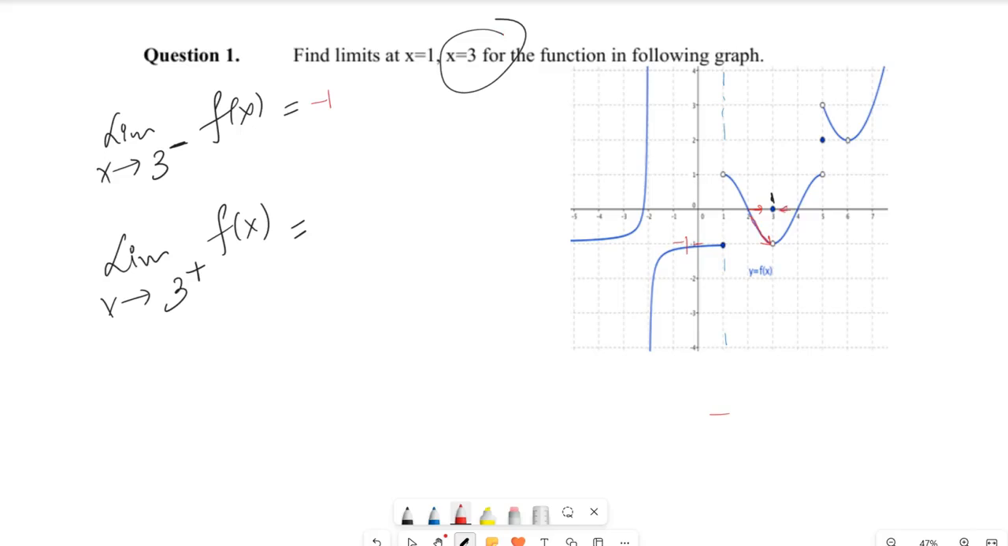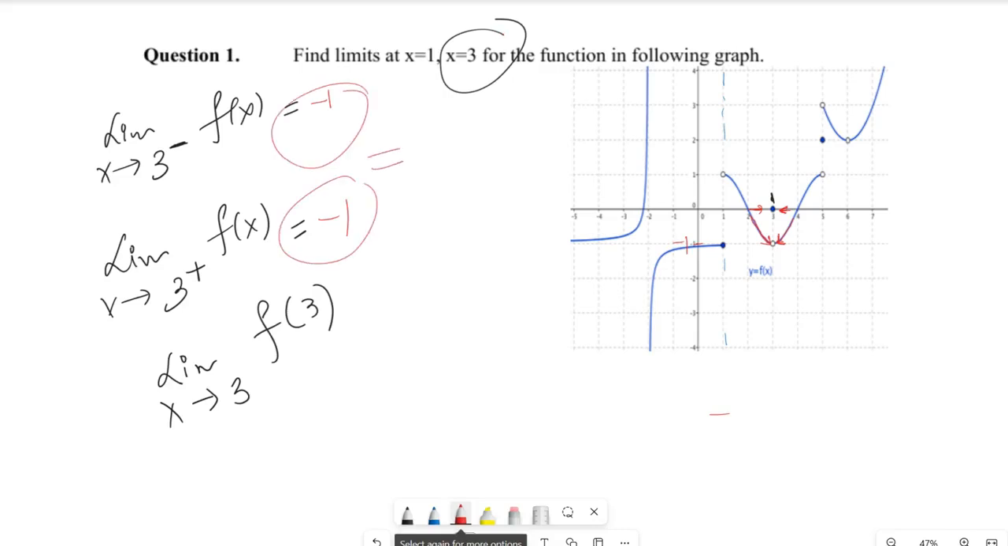What about the right side? When x approaches 3 from the right side, the function approaches the same value, which is -1. Please remember, even though the hole is fine, we are not saying the function's value is that, we are saying the function is approaching there. So both these values are -1. If you need to find the limit of the function as x approaches 3, that only exists if these two limits are equal to each other. They are. Therefore, this limit is that equal number, -1.